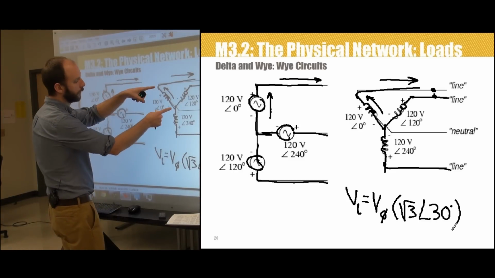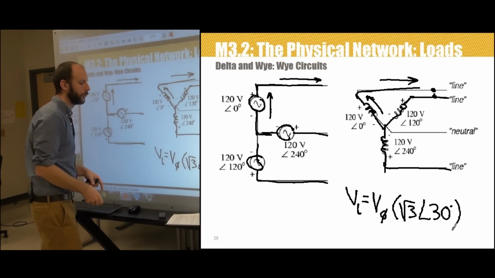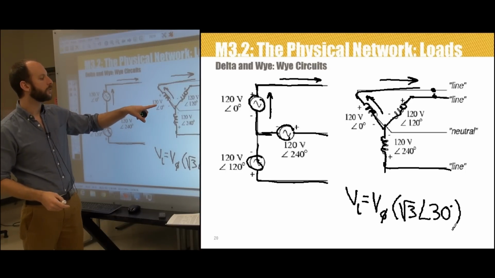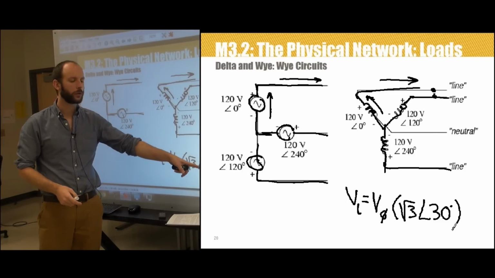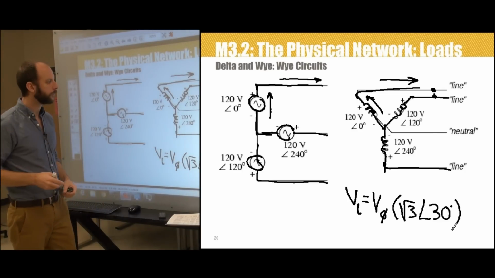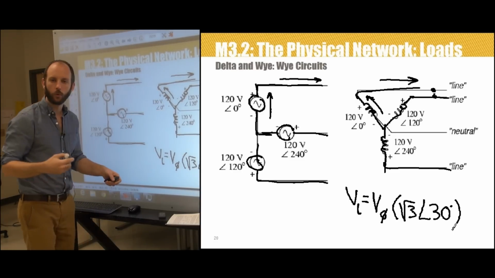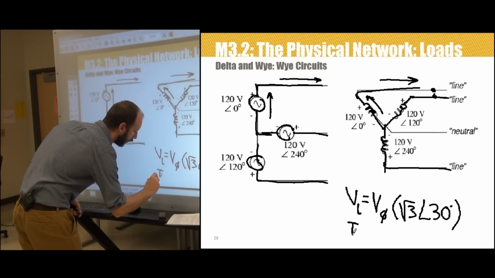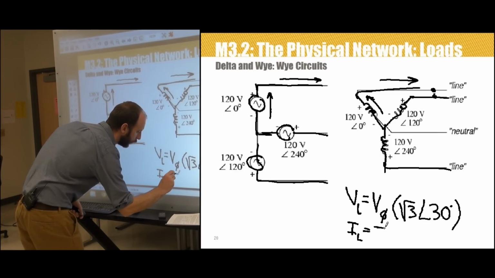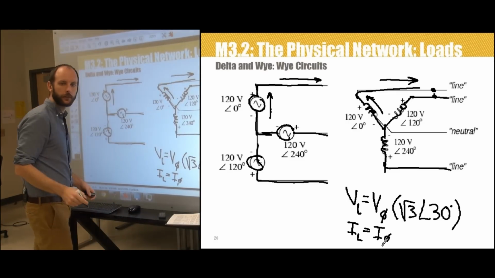So if I know the phase voltage, for instance 120 volts, and I want to know the line-to-line voltage associated with that, in reference to 120 volts angle 0, it's going to be 120 angle 0 times radical 3 angle 30. As we can see, the phase current and the line current are the same thing. So in a Y connection, the line current IL is equal to the phase current.